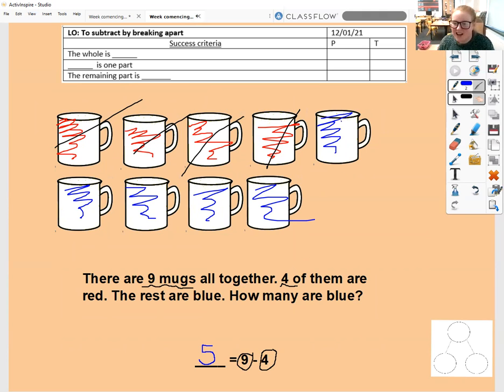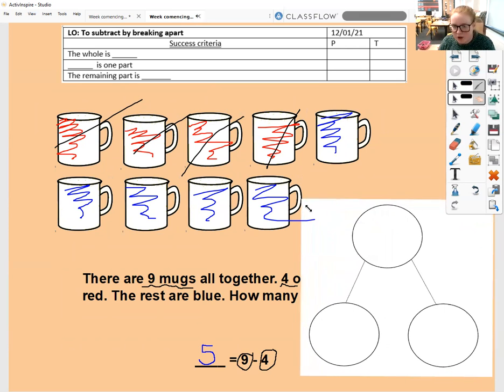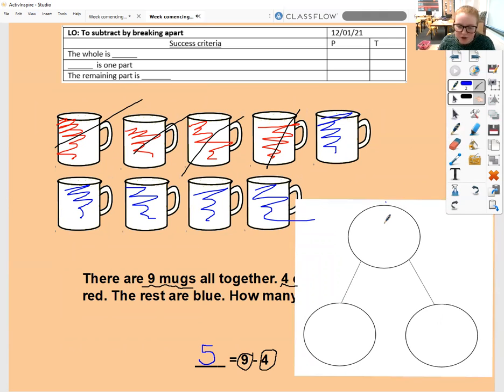And we can do this. But also, if you're struggling to do this, you can still use your part-whole model. So I'm going to look at this in a part-whole model. My whole is 9. My first part is how many red mugs I had, and I know that I had 4 red mugs. And my remaining part is how many mugs are blue. And I know I've got 1, 2, 3, 4, 5 blue mugs. And that helps you complete your number sentence down here.